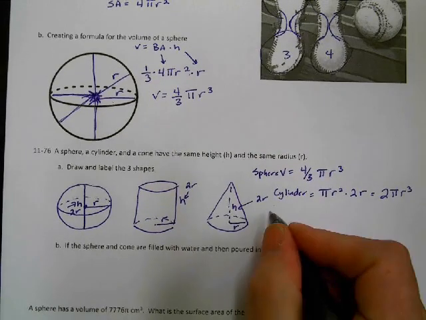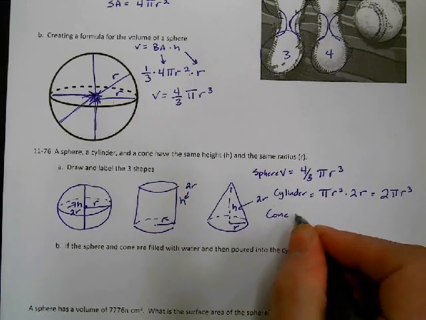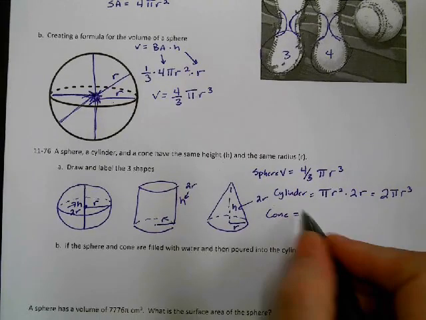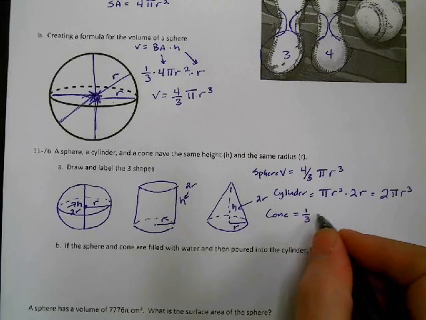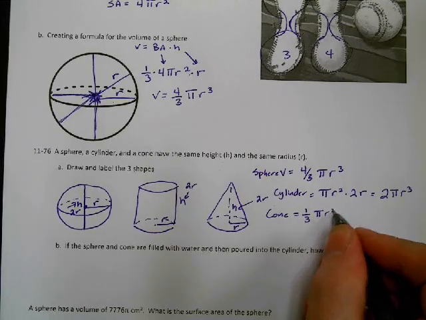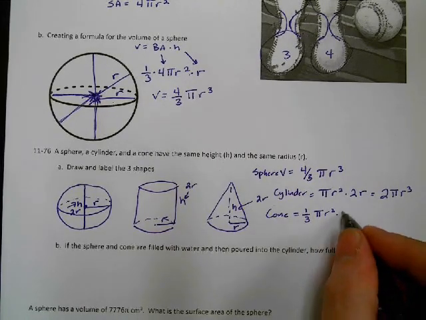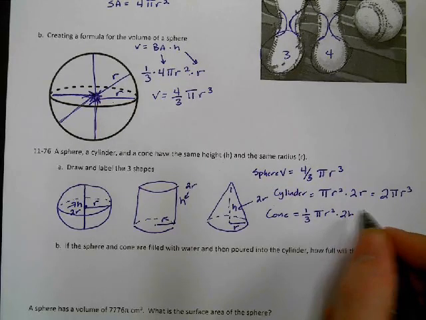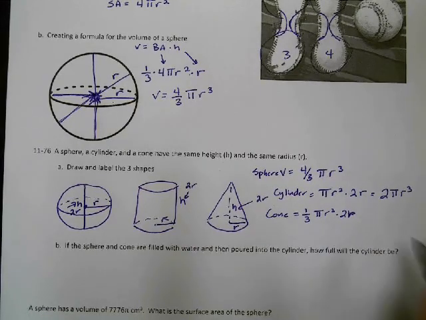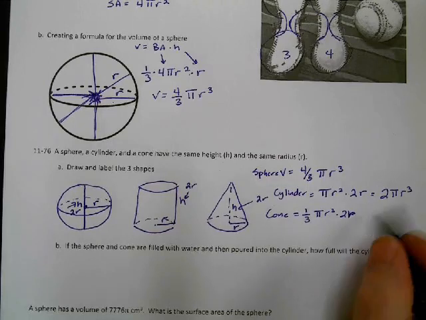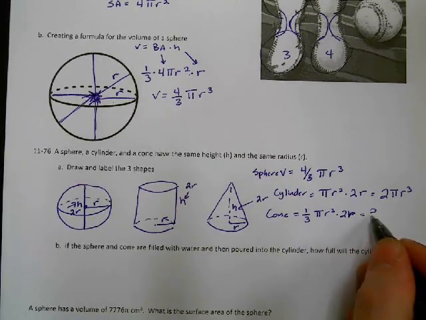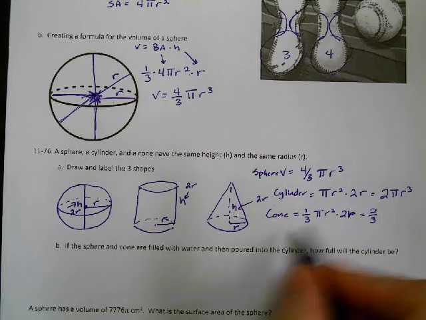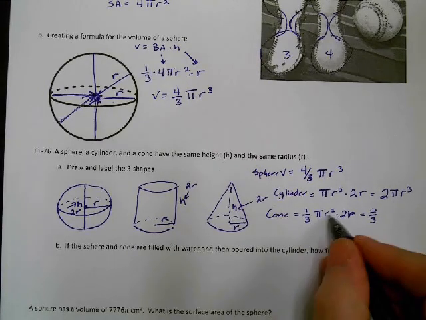And let's do the cone. Cone would be 1/3 base area of pi r squared, and then times a height of 2r. All right, so here we've got 2 times 1/3 is 2/3. And then pi r to the 3rd power.